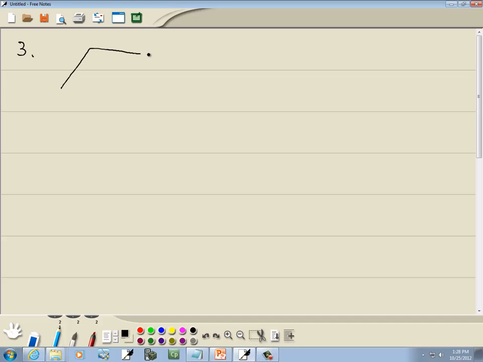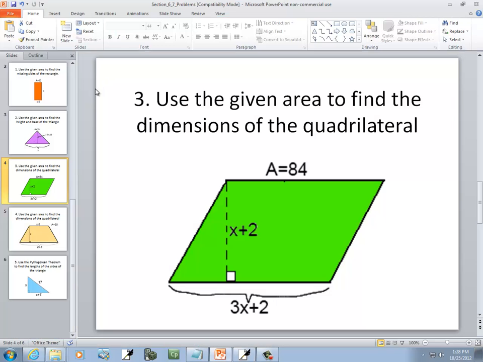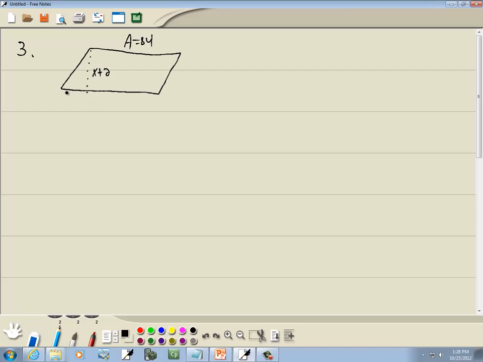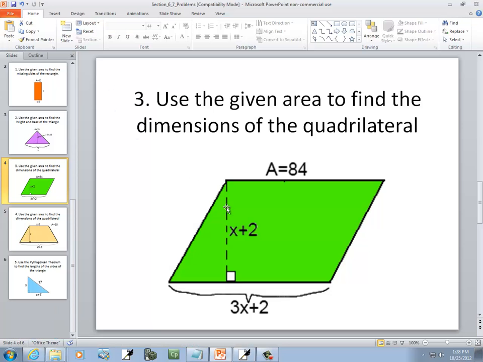I got this picture right here. Not that I can draw it. But this one's x plus 2. Area is equal to 84. And this distance right here is 3x plus 2. Now this is a parallelogram. This side here is parallel to this one, and this side here is parallel to this one.